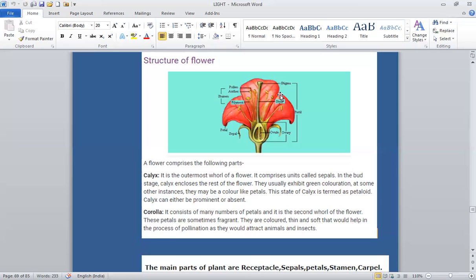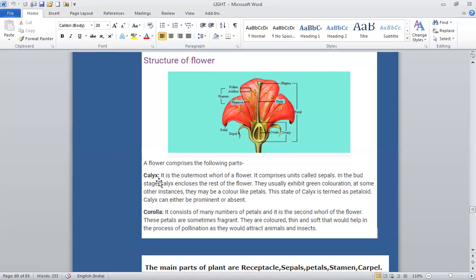Male and female flowers may occur on the same plant or they may occur on different plants. Maize and cucurbits, which you call cucumber or bhutta, are monoecious, in which male and female flowers are present on the same plant. But in date palm and papaya, male and female flowers occur on different plants. Now we'll study all the four whorls separately.